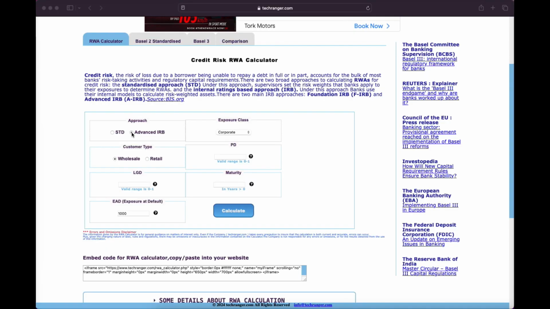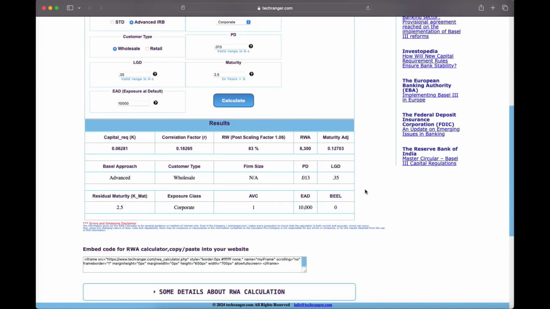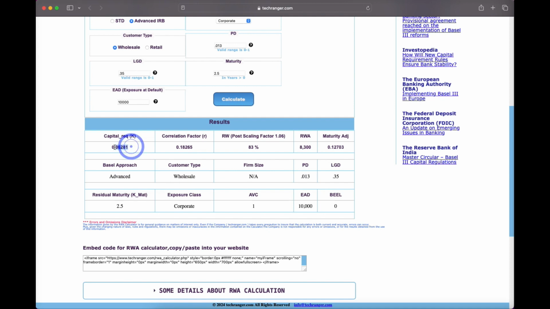Let's calculate the risk weight for wholesale corporate exposure under the advanced approach. We have chosen a PD of 0.013, LGD equals 0.35 and maturity of 2.5 years. Risk weight under this scenario is 83%. We can see all the parameters used in derivation of this risk weight in the results table.